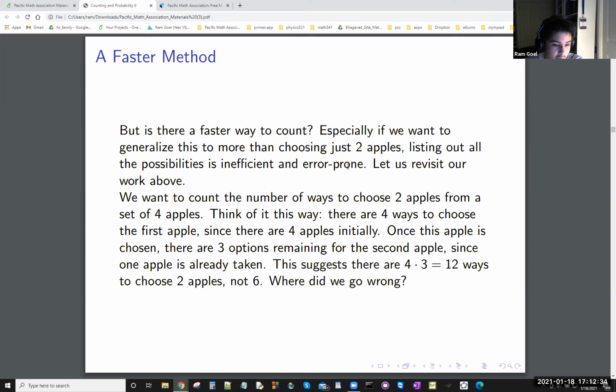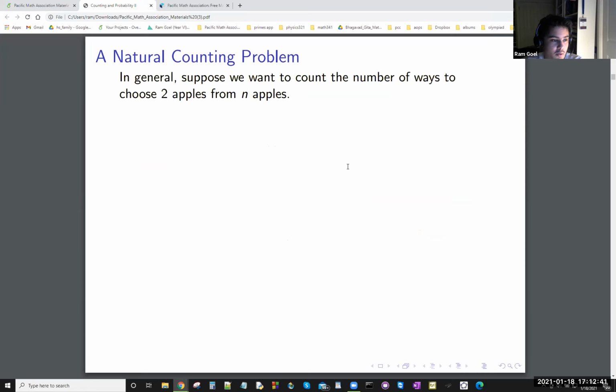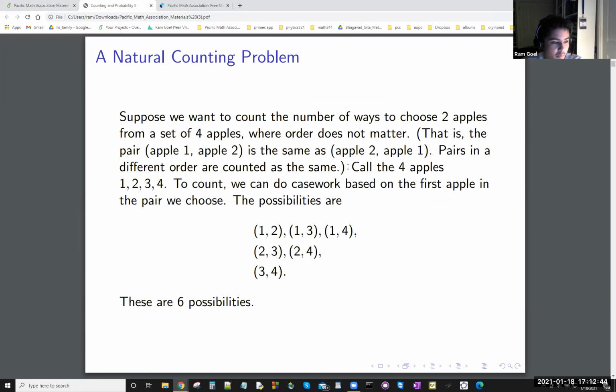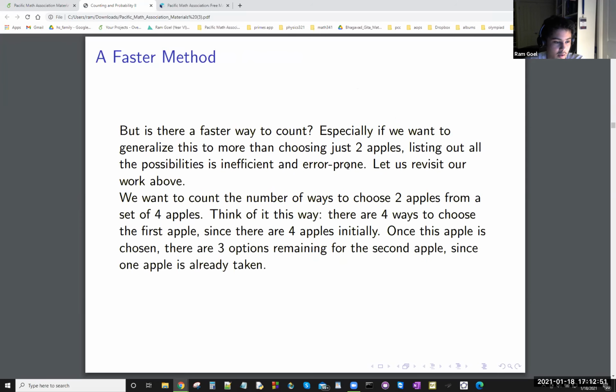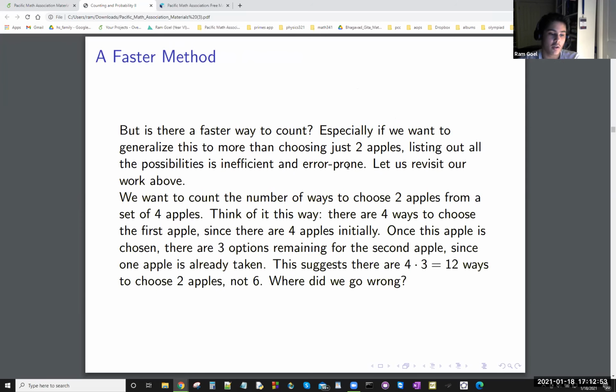So then you'd say there are 4 times 3 ways to choose the pair, right? 4 times 3 is 12. But if we go back, we found there are 6 possibilities, not 12. So where did we go wrong? Again, I'll show this reasoning right here. Does somebody want to think about it? How did we get 6 in one case and 12 in this case? I'll give you a couple minutes to think about that.